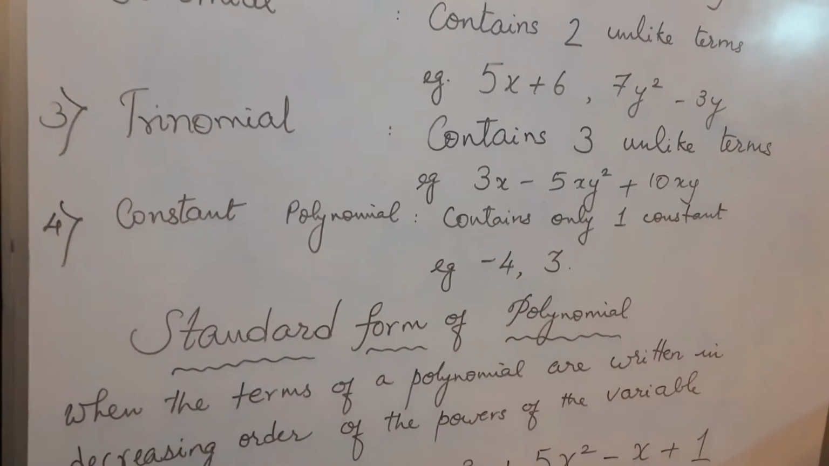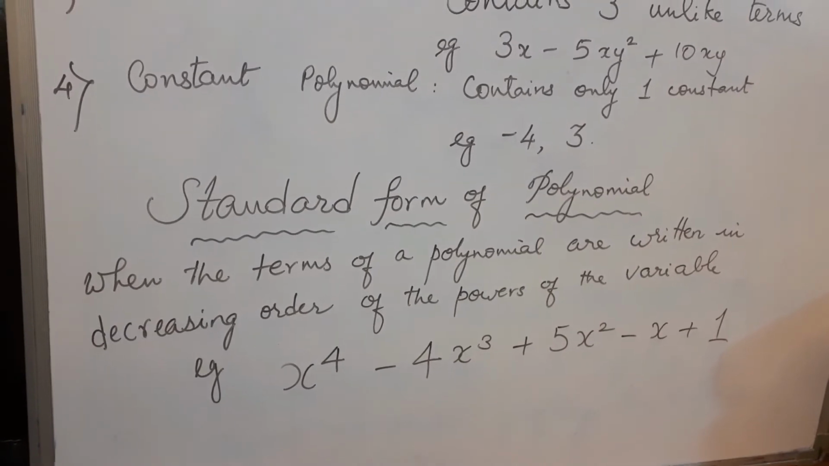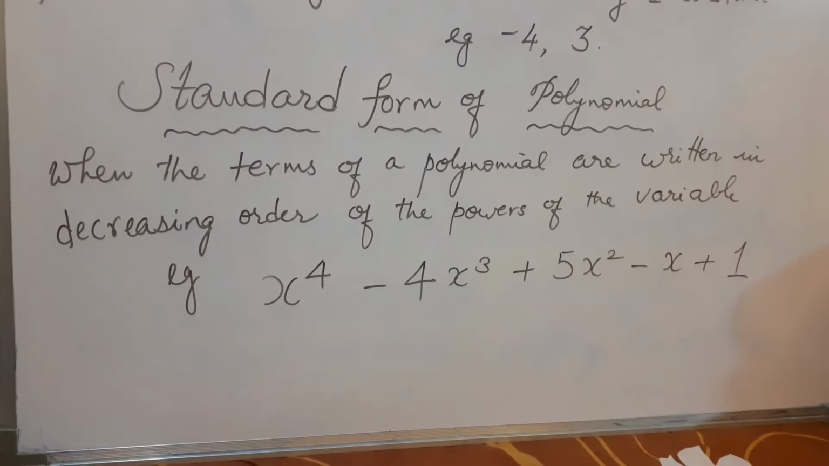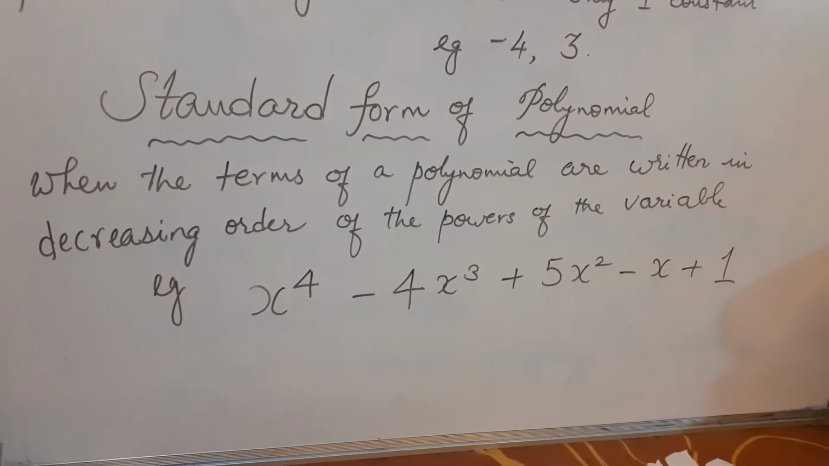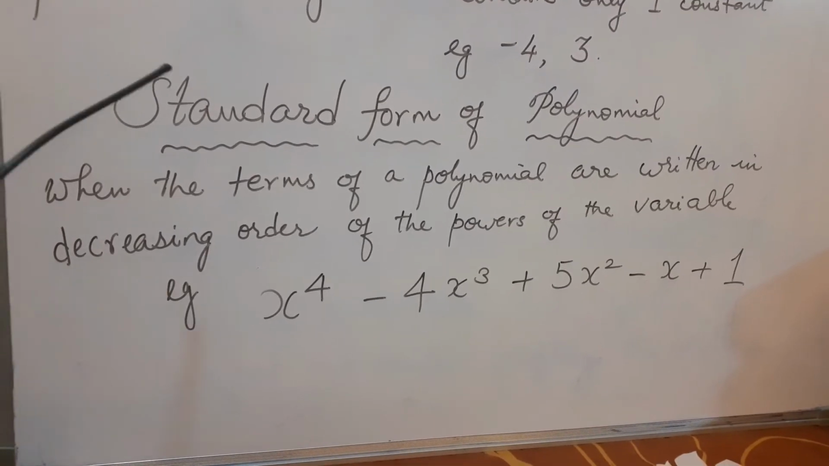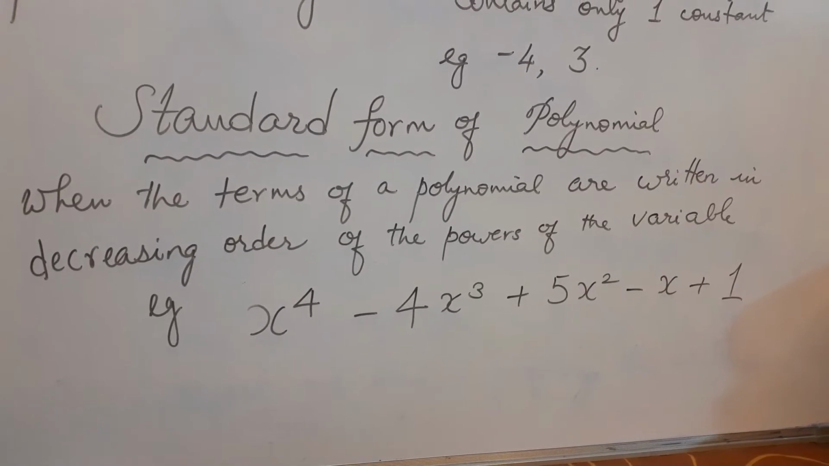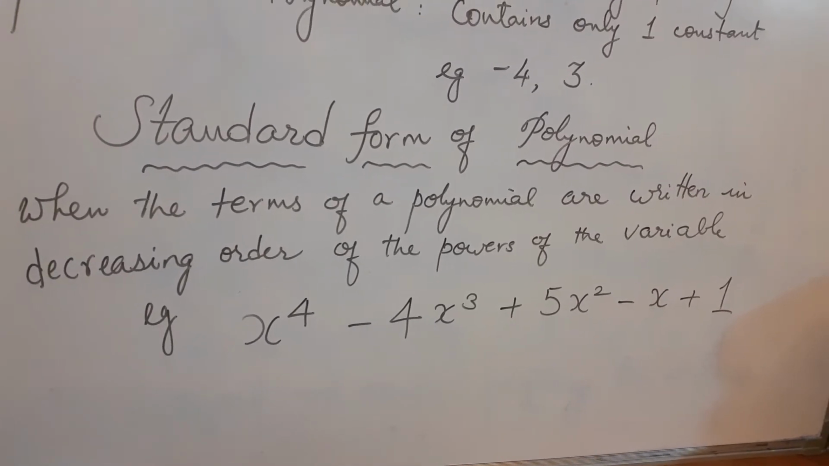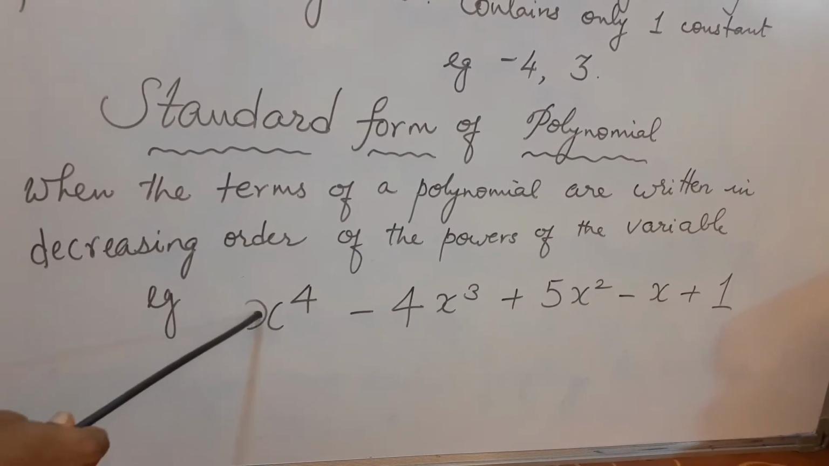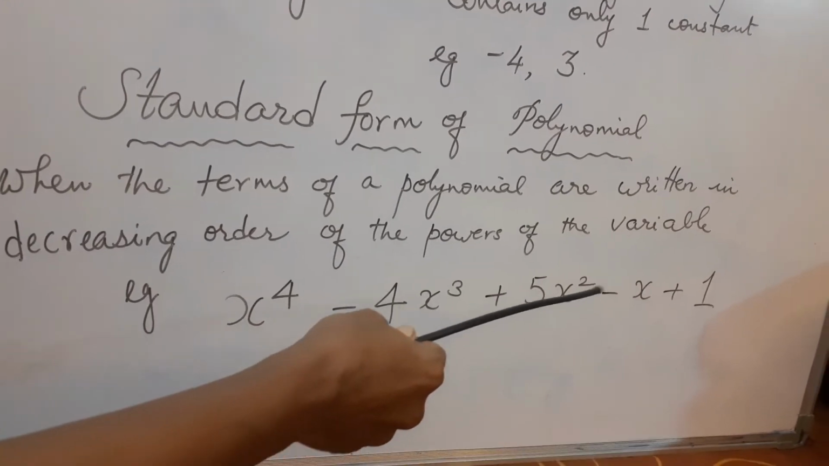Okay. Now we come to something more important, and that is called as a standard form of a polynomial. Now a polynomial has to be written in a certain order and only then we can call it as being in the standard form. So when do we call it as a standard form? When the terms of a polynomial are written in the decreasing order of the powers of the variable. Now what do we mean by that? Taking an example, x raised to 4 minus 4x cube plus 5x square minus x plus 1.